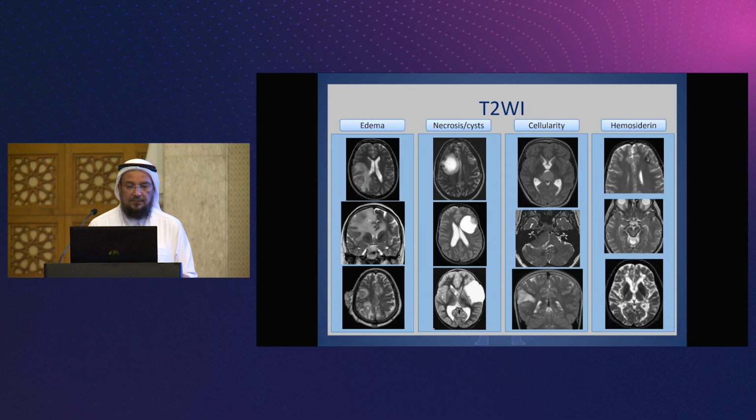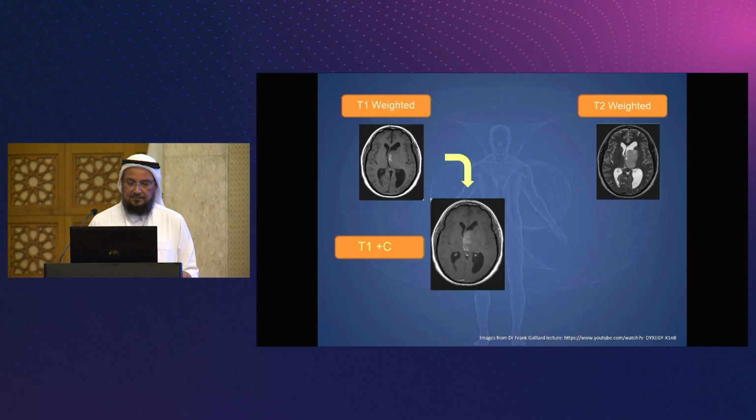And this is an example of how some pathology will show in T2 weighted images, in edema, necrosis, for example, cellularity, and hemosiderin. Sometimes you have something bright and you don't know if this is blood or enhancement. So we give contrast to see the extent of the tumor. So T1 enhanced, which means with contrast, will show a brightness. And this is the T2. But this is already bright before contrast.